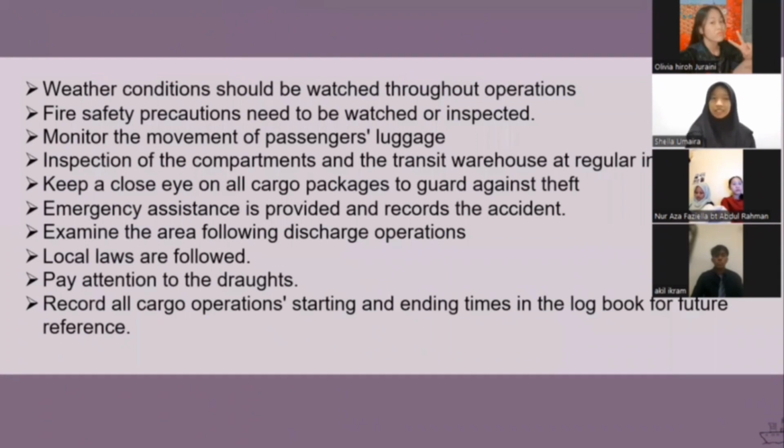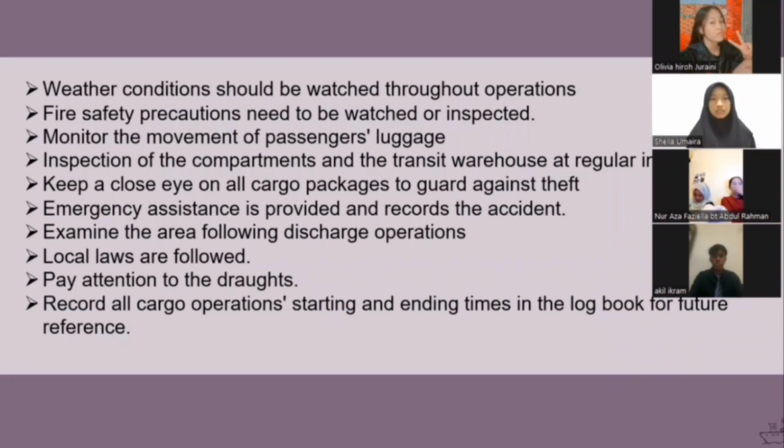Not only that, I will continue with the duties during cargo operations. The junior cargo officer needs to always watch the weather conditions and fire safety precautions. Passengers' luggage needs to always be watched and inspected. After that, inspecting the compartments and transit warehouse at regular intervals is also important, and keep a close eye on all cargo packages to guard against theft.